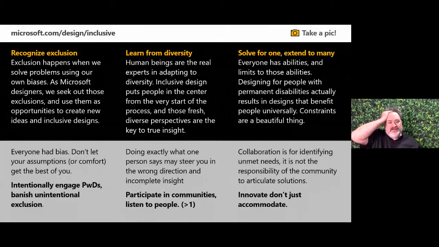So I want to share some other lessons that I've learned over the years of practicing inclusive design at Microsoft around these principles. The first one was recognize exclusion. It's important to recognize that everyone has biases. We all have biases. Sometimes it's called life experience, right? We all have our own point of view.